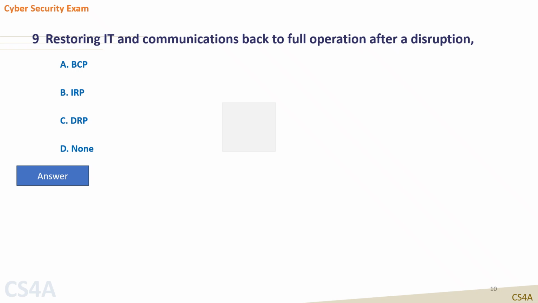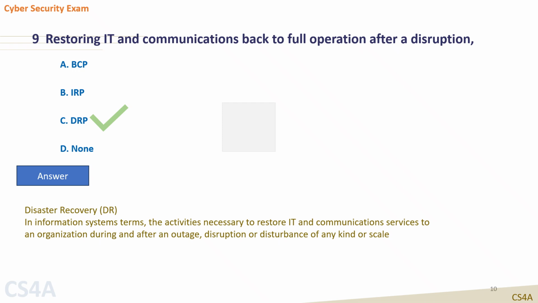So here the question is restoring IT and communications back to full operations after a disruption. So what do you call this? Here the keyword is back to full operation. The answer options are BCP, IRP and DRP. The correct answer is DRP, disaster recovery plan. That is used to restore the IT and communication systems back to full operation.